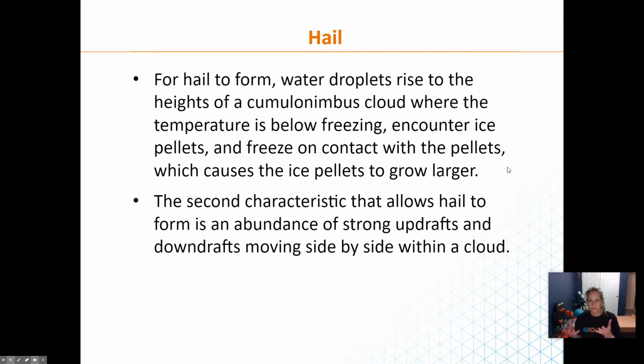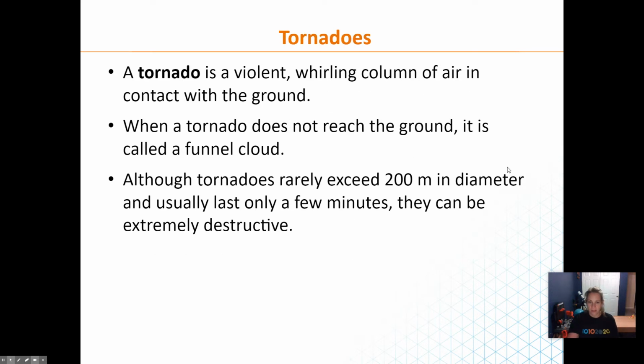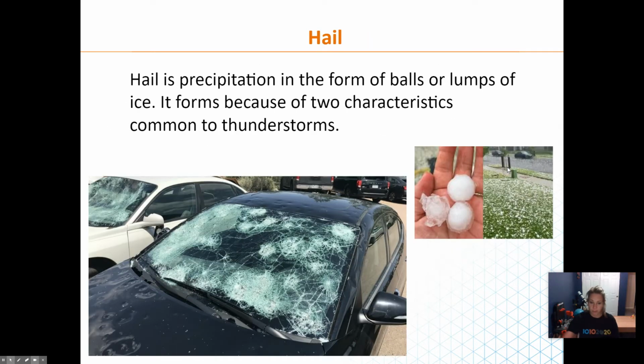So the more updraft we have, the longer the ice crystals stay in the cloud, the bigger the hail gets. And you saw in that last picture that the hail is pretty large. So that's a pretty large piece of hail, and can cause some serious damage, like on these cars.